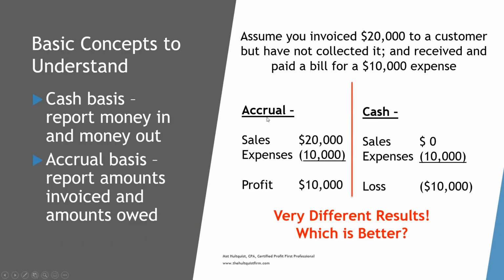So your profit on an accrual basis, profit and loss, is going to be $10,000. On a cash basis, your sales are going to be zero because you haven't collected anything yet. Remember, it's money in. You haven't collected the $20,000, so you showed no sales. And your expenses are going to be $10,000 because you paid that $10,000 expense. So you're going to show a loss on a cash basis profit and loss statement of $10,000. Okay, these are drastically different results. And if you pull up a profit and loss in QuickBooks and you compare a cash versus accrual, it's very simple to do in QuickBooks or most accounting software, you're going to see very different results.